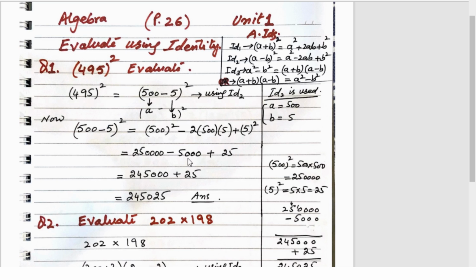Very simple multiplication. Now 25 with 4 zeros means 2 lakhs 50,000. It's a figure we can read like this. So 250000 minus 5000, that is 5 with 3 zeros. First of all, we will subtract these two numbers. Look at this.